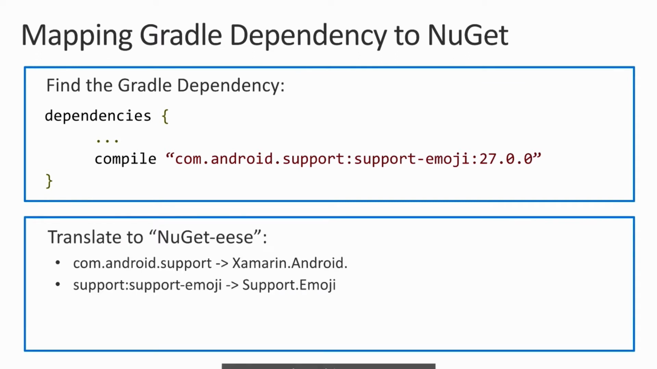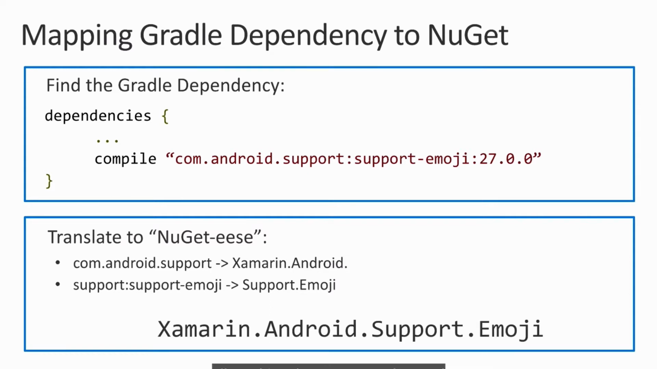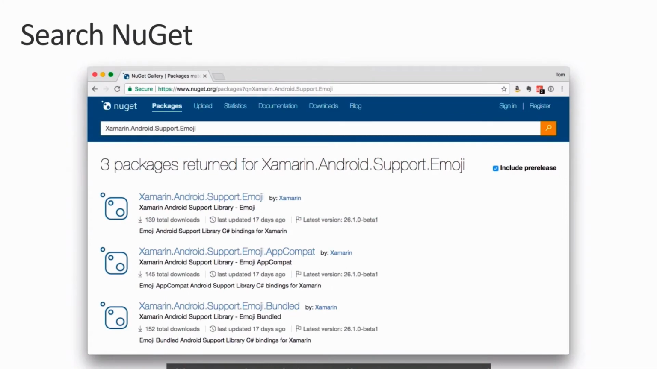So to translate this to NuGetese, I take a look and I say, okay, the com.android.support maps to Xamarin.Android, and the support-emoji maps to support.emoji. I'll combine those two together, and that will give me Xamarin.Android.Support.Emoji. Then to verify this, myself personally, I like to go to the website, so I'll go to nuget.org and run a search for it. And if it doesn't show up in the search, I'll make sure that I click include pre-release and run the search again. So I'll head off to my IDE, and then using the NuGet package manager, I'll go ahead and install it.